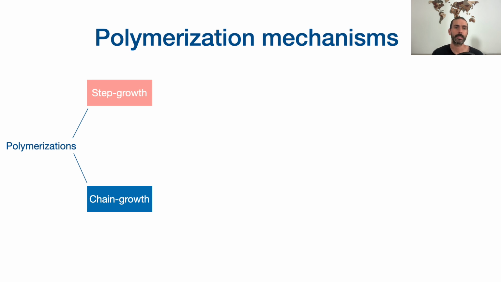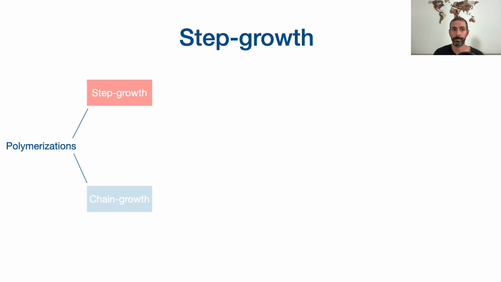Polymerization mechanisms can be divided into two groups: step growth and chain growth polymerizations. These names, step and chain growth, are, in my opinion at least, very elegant to describe the main mechanisms leading to polymer buildup. Let us start to see why I think these names are very well suited to describe these two types of polymerization, starting with step growth.